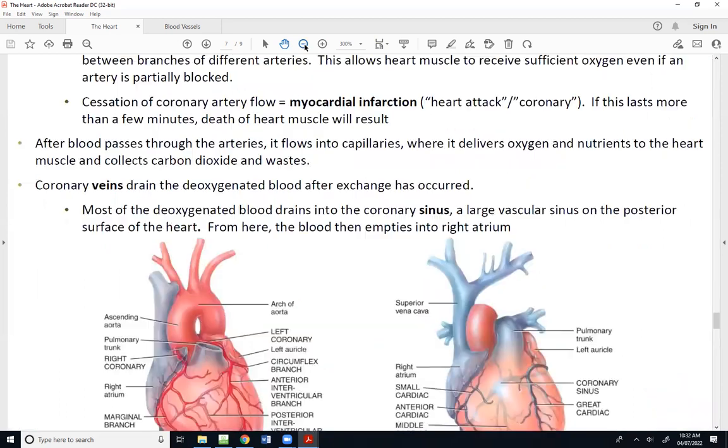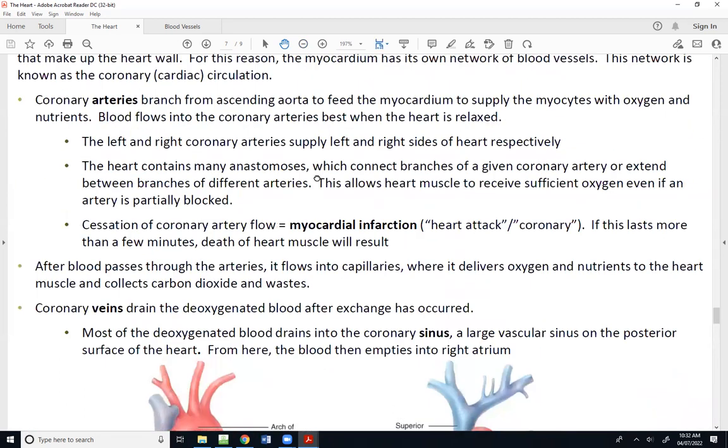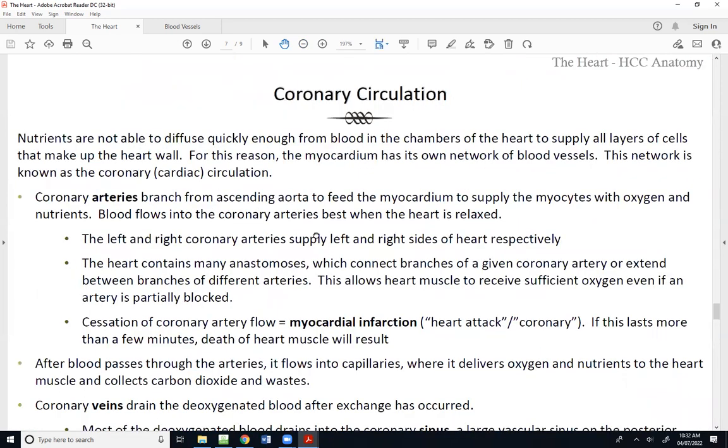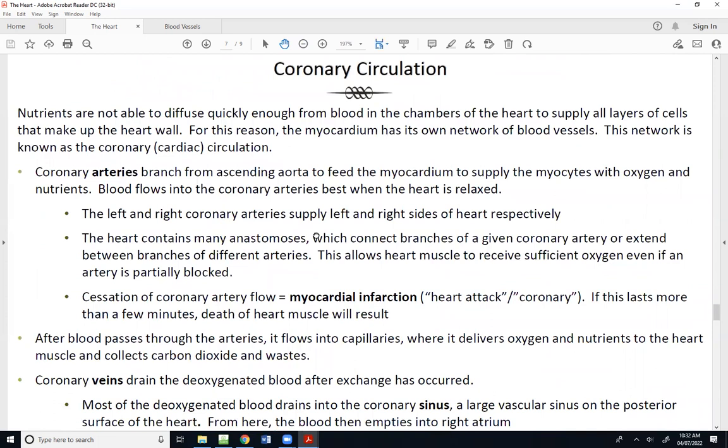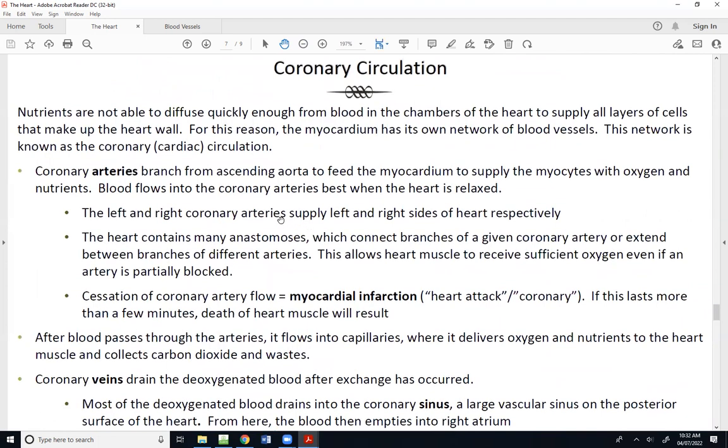All right, let's talk about the delivery of blood to and from the heart. Keep in mind that the blood inside the heart is not going to stay put in there long enough for nutrients to diffuse quickly from the blood into feeding the chambers of the heart.